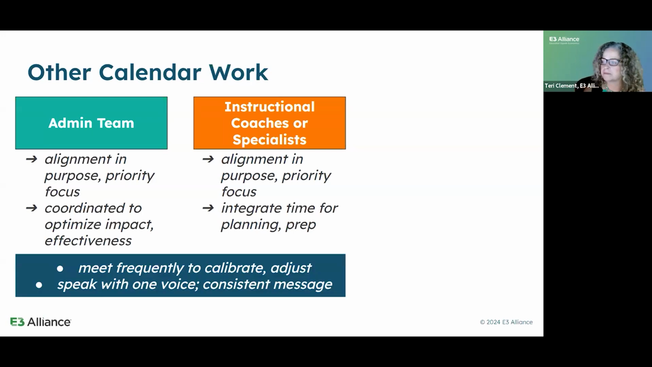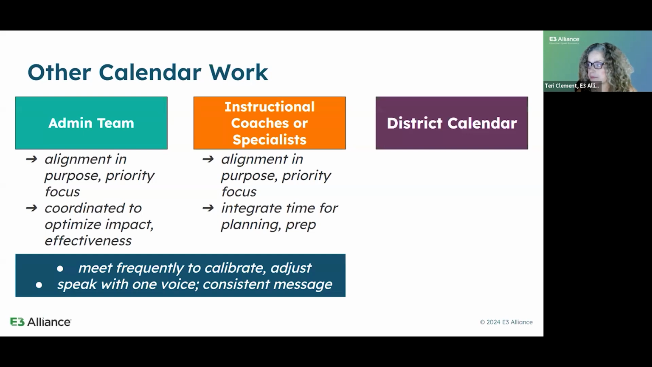And then finally, I would just say, again, because I've said it, I'm a little bit of a broken record: meet frequently, calibrate, adjust, speak with one voice, because that is going to carry you through as you persist and lead through the dip.